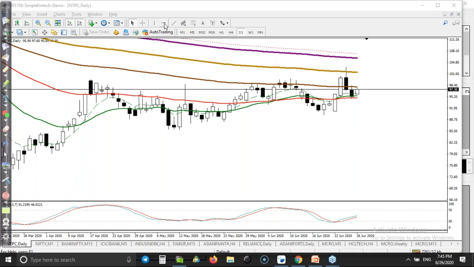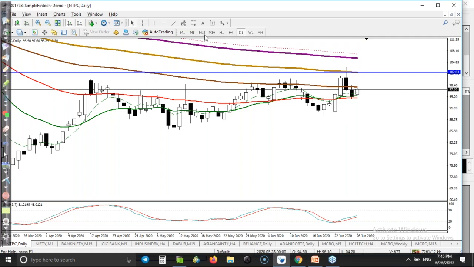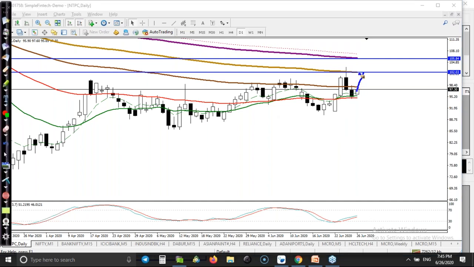Now let me draw a resistance line by connecting this point. Have you seen it? I connect this point, then another point. This is the resistance line. So we are expecting that after the release, price will go up to this level. What is the level? Let's say this is the round figure 100. Another one is showing 105, and near almost 103 is the strike price to buy. And right now we have seen price running at this level of 97.30. This is the current price.